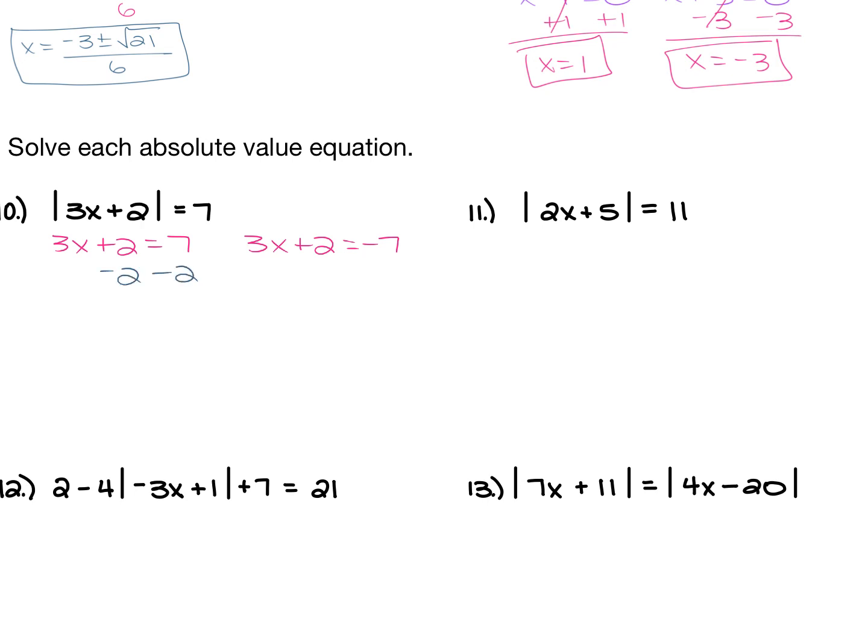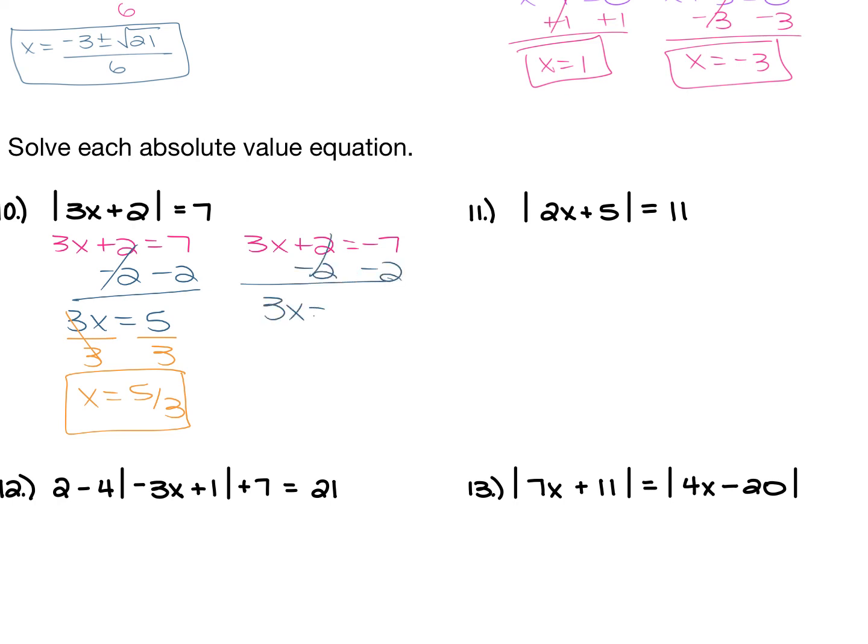So with the one on the left, move your 2 over by subtracting it from both sides. You get 3x is equal to 5. Then divide each side by the 3, and you get that x is 5 over 3. For the one on the right, move your 2 over by subtracting it. You get 3x is equal to negative 9. Then divide each side by the 3, and you have that x is negative 3.